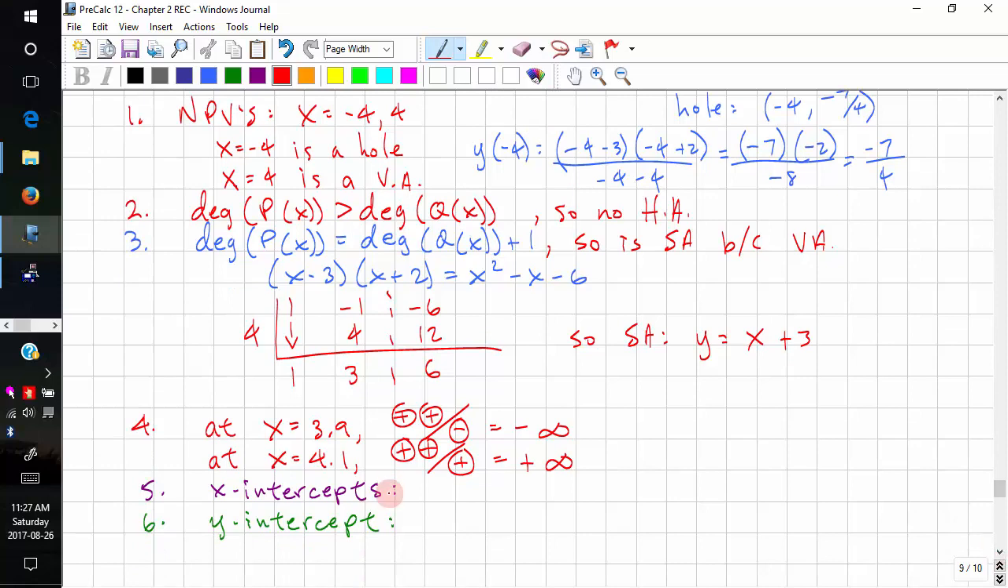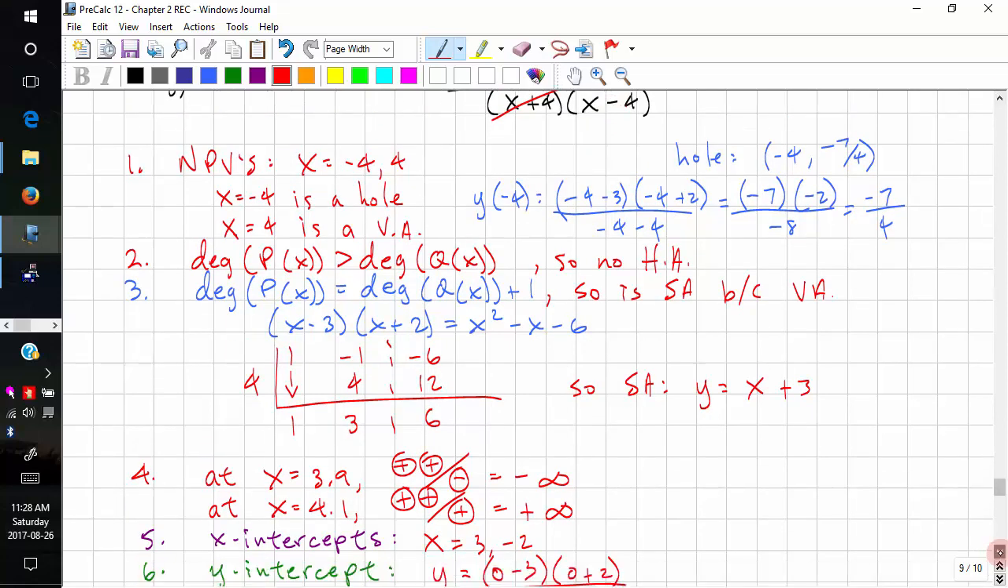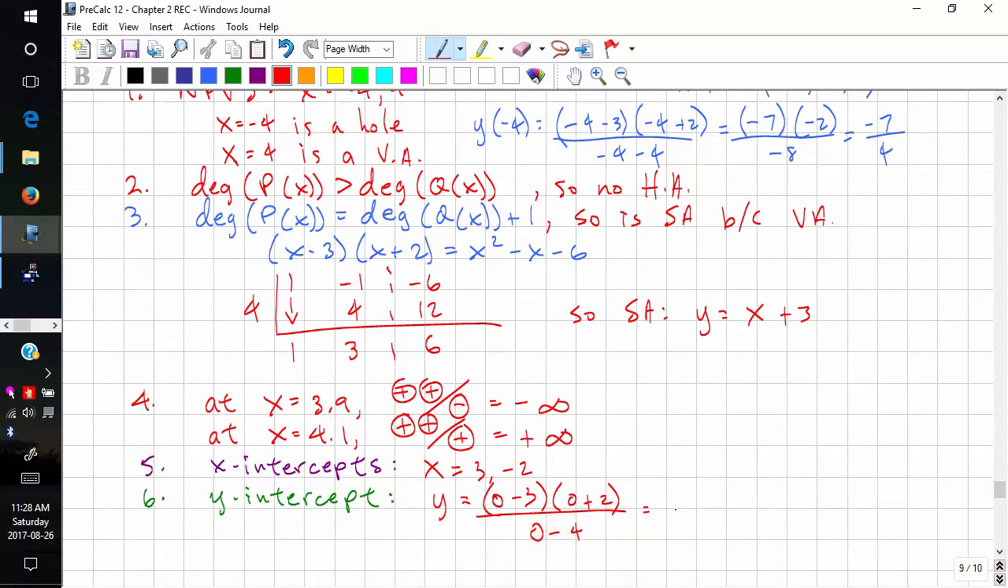X-intercepts. We look for the zeros in the numerator. So we have this. So x equals 3 and negative 2. We substitute x equals 0 to figure out the y-intercept. So we only plug it into the remaining terms. Y equals 0 minus 3, 0 plus 2, and scroll back up here, 0 minus 4. So we have negative 3 times 2 over negative 4. Cancel out the negative sign, cancel out a 2, so we have 3 over 2.